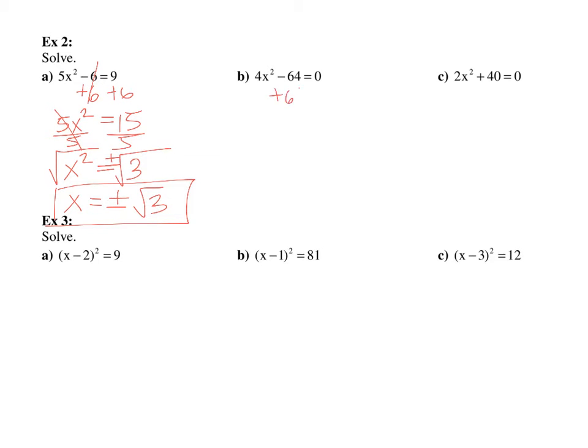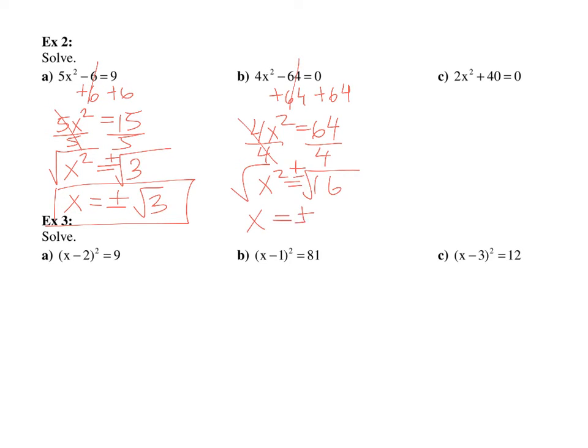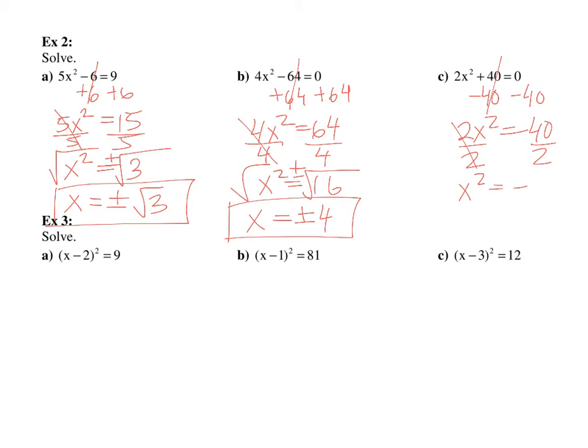Next one, I'll add 64. I get 4x squared is equal to 64. Divide by 4, and x squared is equal to 16. So I take the square root of both sides, positive and negative. X is equal to positive negative 4. All right, next one. Subtract 40. I get 2x squared is equal to negative 40. Divide by 2. X squared is equal to negative 20. Take the square root of both sides, positive negative. You cannot take the square root of a negative number, so there is no real solution.